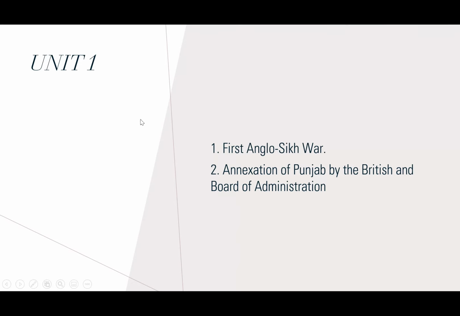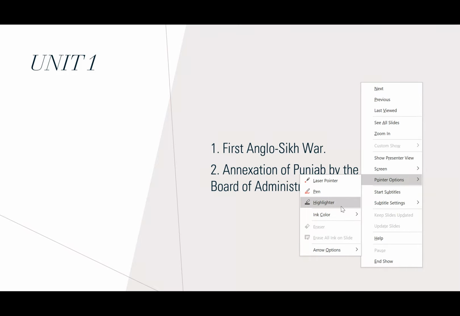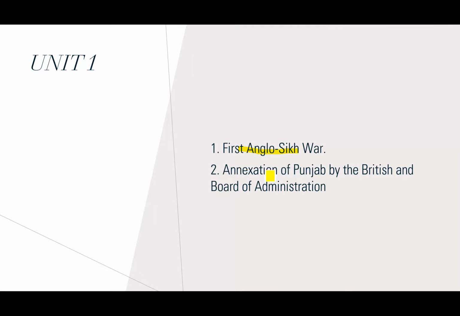All right. Now, before we analyze the questions, let's understand the Unit 1 syllabus. They've talked about the First Anglo-Sikh War, the annexation of Punjab by the British and the Board of Administration. So, what have they actually asked? They've asked about the First Anglo-Sikh War. Annexation of Punjab means they are also asking about the Second Anglo-Sikh War. The Board of Administration, established by Lord Dalhousie, also comes in, and John Lawrence as the Chief Commissioner of Punjab is also included. So that means the First Anglo-Sikh War, the Second Anglo-Sikh War, then after the annexation of Punjab in 1849, how Punjab was administered under the Board of Administration, and then John Lawrence as the Chief Commissioner of Punjab.